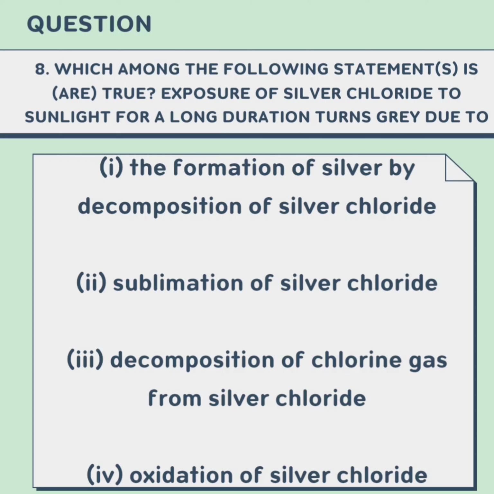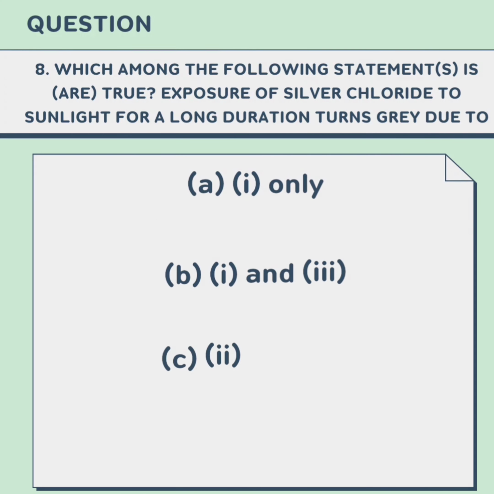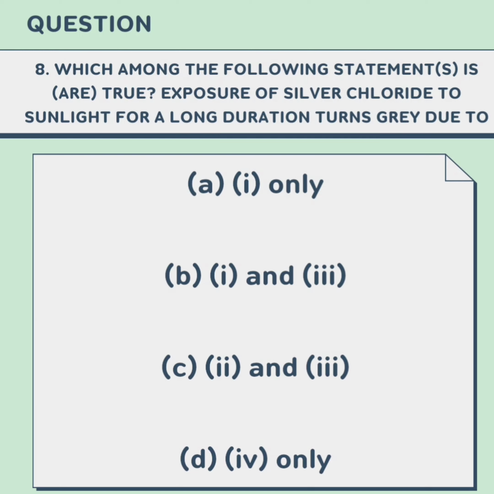2. Sublimation of silver chloride. 3. Decomposition of chlorine gas from silver chloride. 4. Oxidation of silver chloride. A. 1 only. B. 1 and 3. C. 2 and 3. D. 4 only. Answer is A.